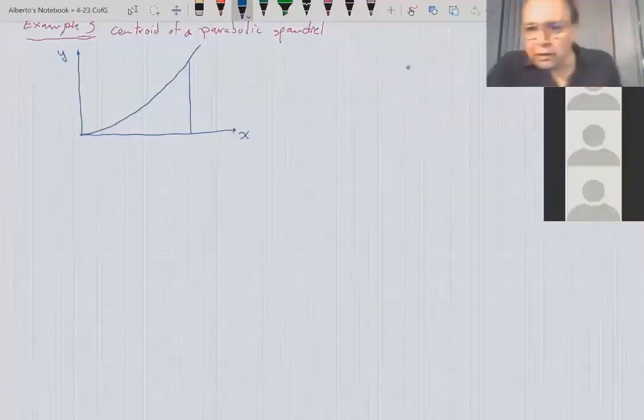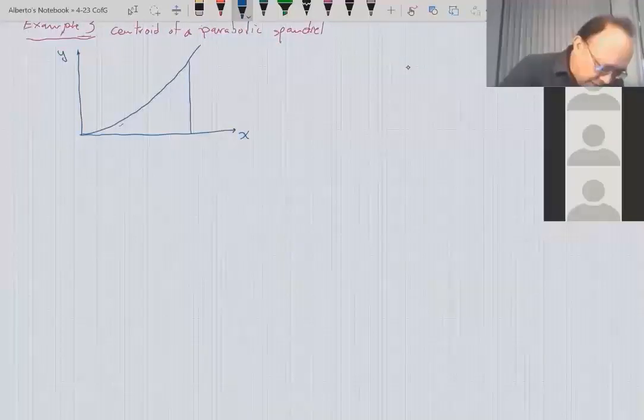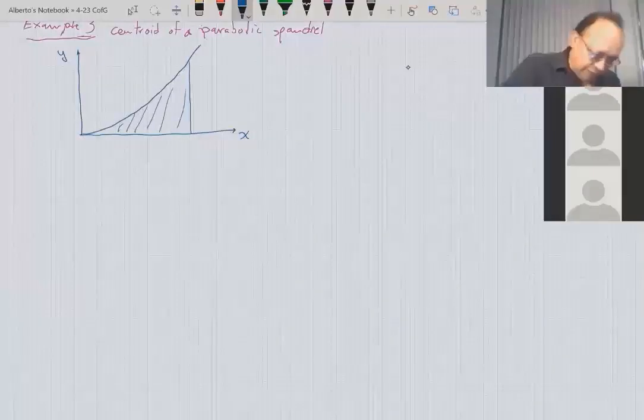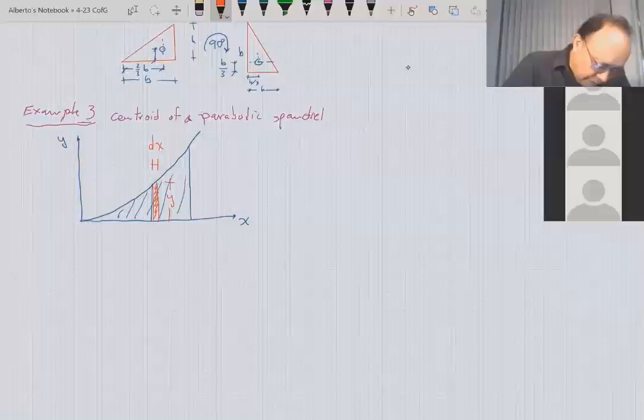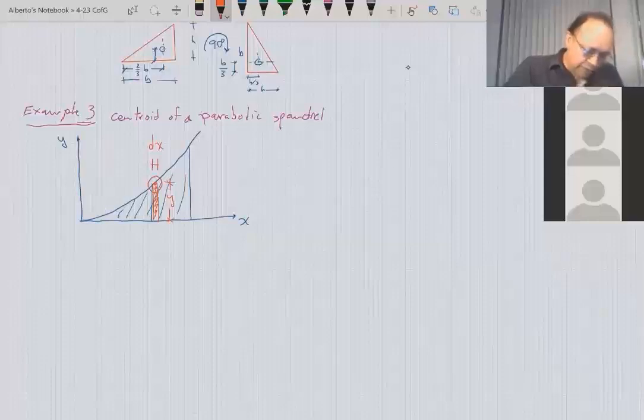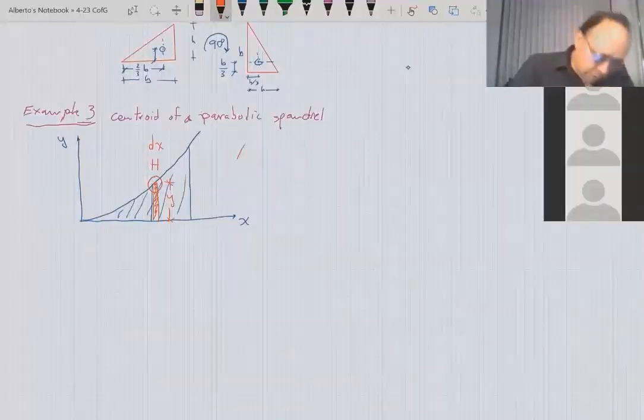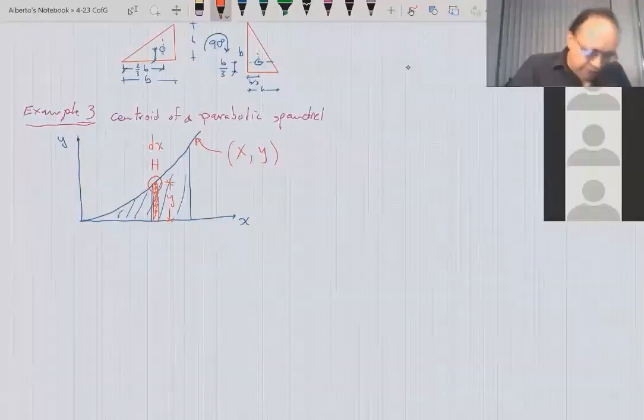Yes. All right. So a spandrel of a parabola is this area here between the parabola and the line and the x-axis. This is the element of the differential of area. This is the x, and this height is y. Why is this height y? Because those are the coordinates of this point. Every point in this line has coordinates x, y.